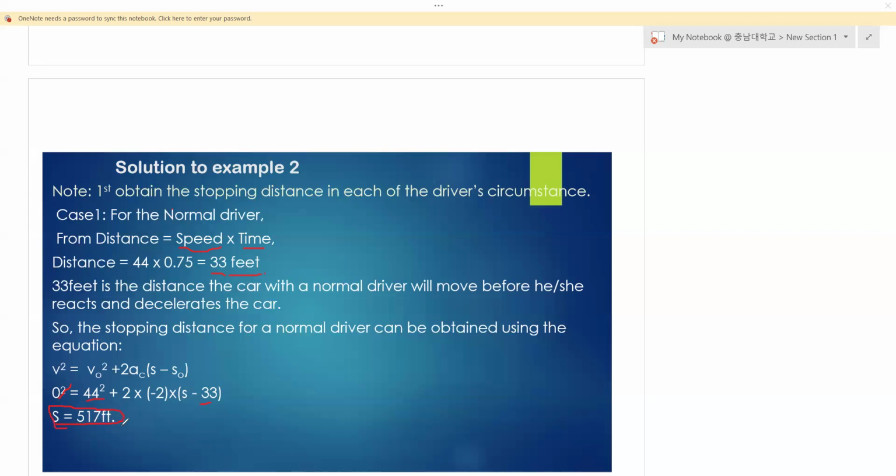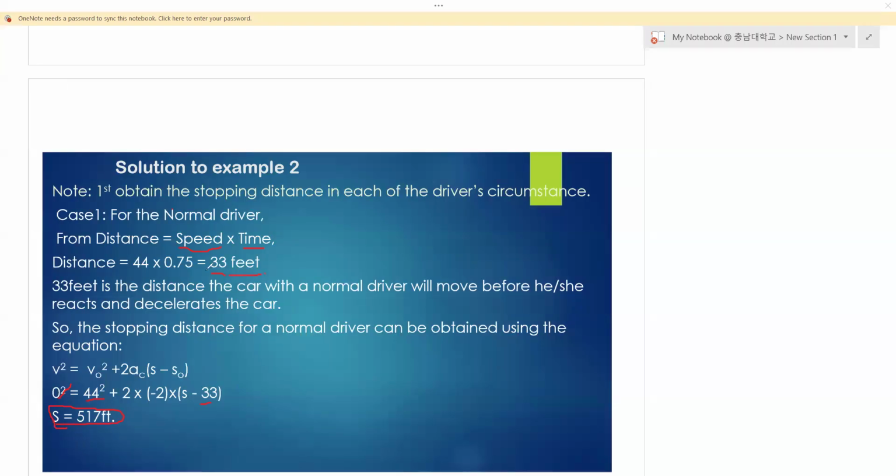You realize that the final distance that this person will cover will be 537 feet, right? So this is the final distance, the total distance that this person should have covered from the time of reacting to the time of applying the brakes. Okay, that was the normal driver.